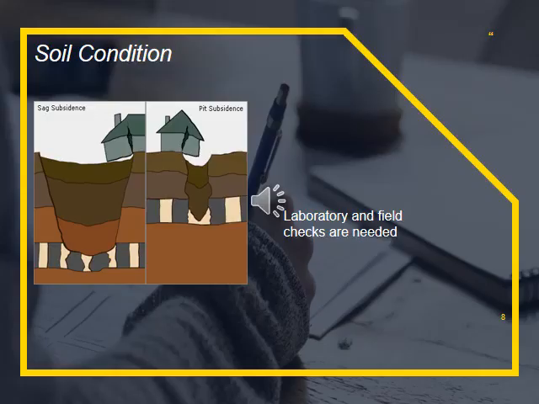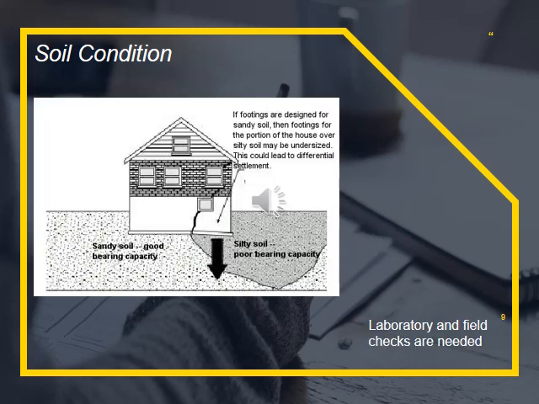As you can see in this picture, the soil is ruptured. That's why before we design our construction, laboratory and field checks are needed. See in this picture, for example, we design the foundation suitable for sandy soil, but the real condition in the field is silty soil. In the future, there will be several problems like large settlements. That's why when we design our foundation, we have to make sure that our design is suitable to the condition of the soil.